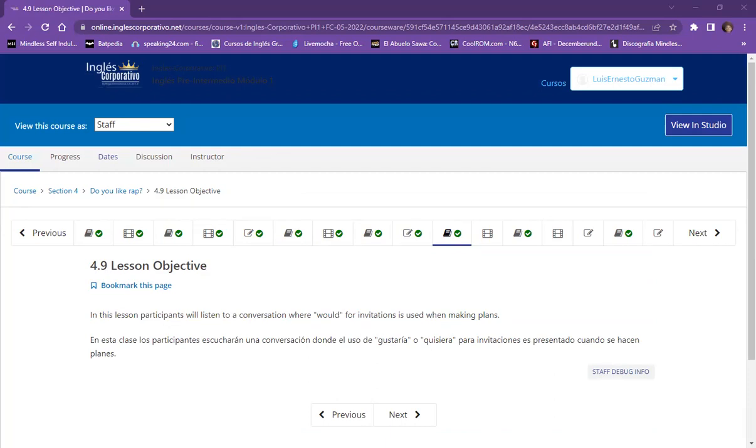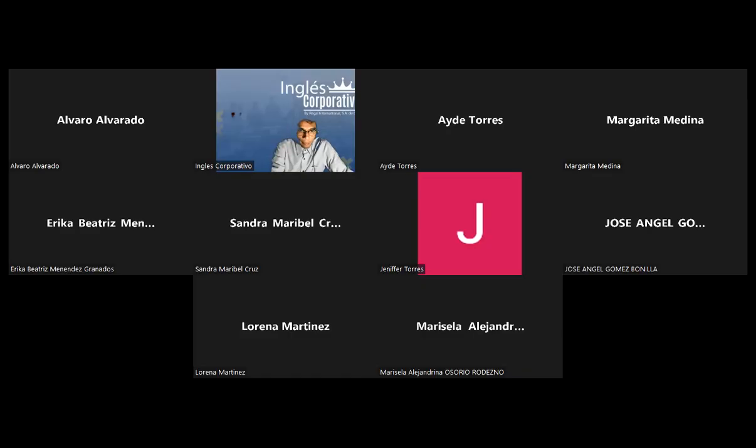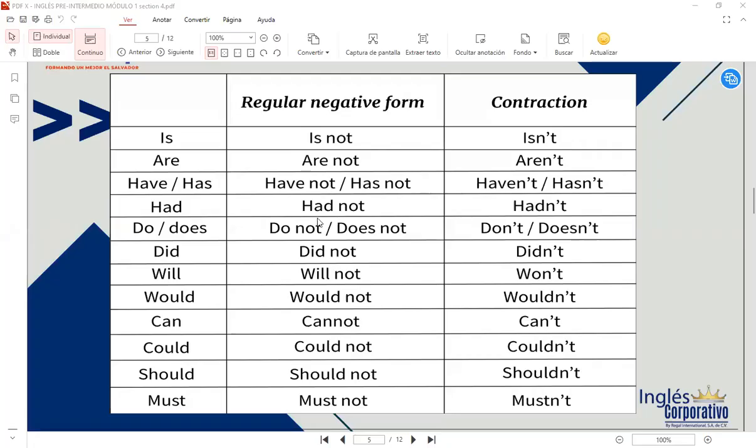La mayoría los conocemos. It's verb to be, have or has. Este es el pasado de have. Do or does. El pasado de do or does es did. Will. Teacher, está compartiendo otra pantalla. Permítame. Sí, gracias. Bueno, muy bien.